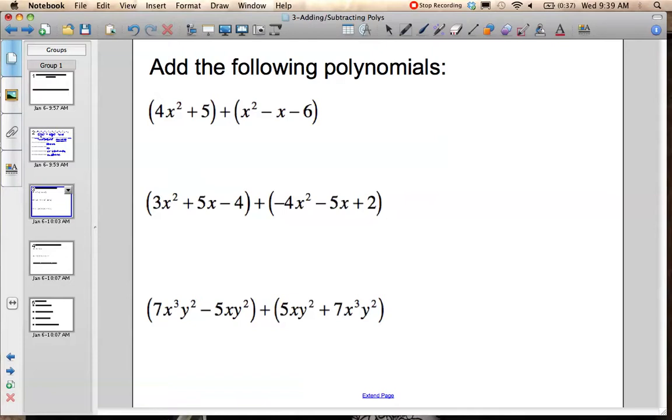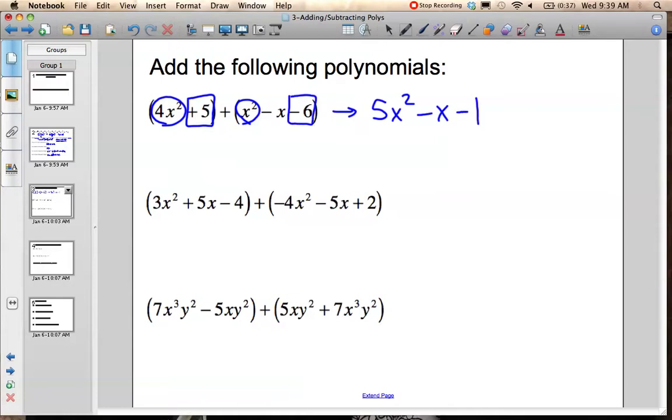So let's combine our like terms. I have a 4x squared and x squared. Well, the coefficient of the x squared is 1, so that's going to give me a 5x squared. I don't have any x terms except for the one on the right, so I'll bring that over, a minus x. And then we combine that positive 5 and that negative 6. 5 minus 6 is negative 1.